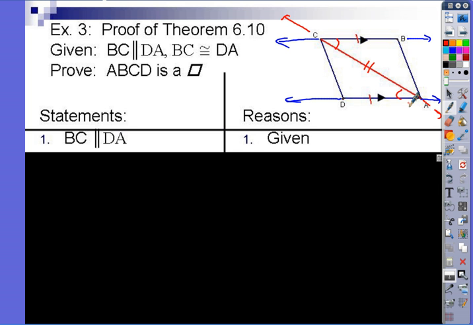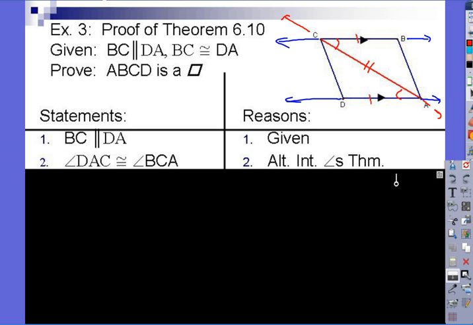Alternate interior angles. Oh, I'm sorry, not converse. My fault. You're right. No wonder you're giving me that look. We're told they're parallel, so we're just showing that they're congruent. Yeah, alternate interior angles.